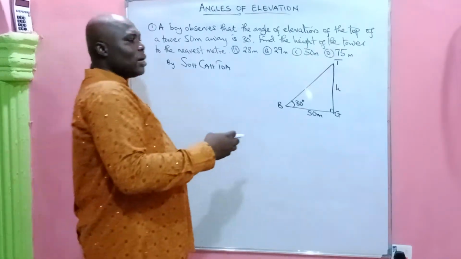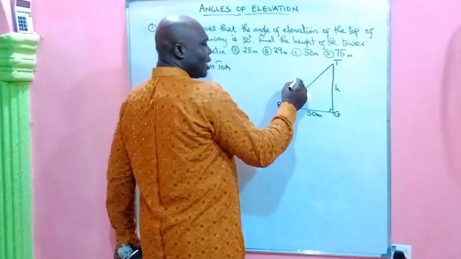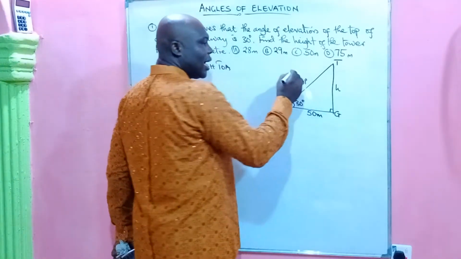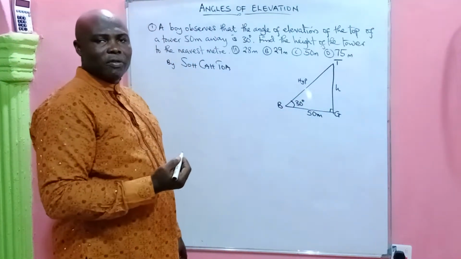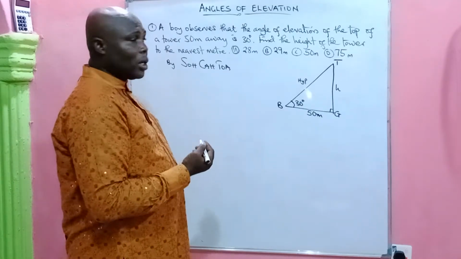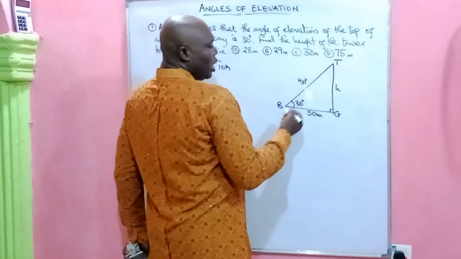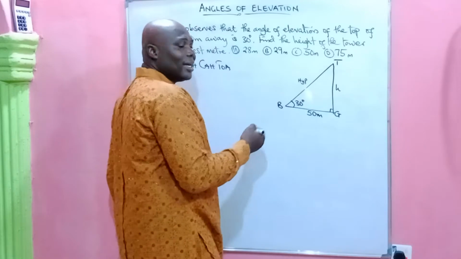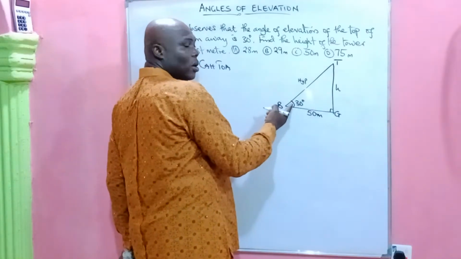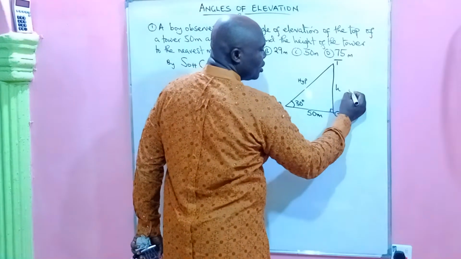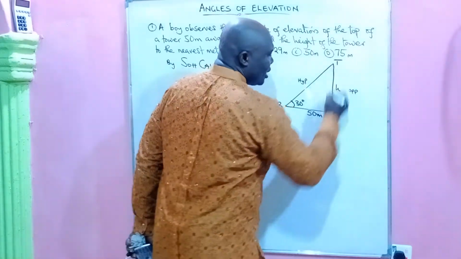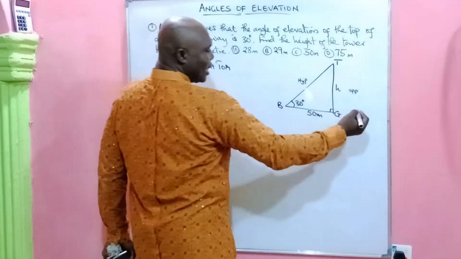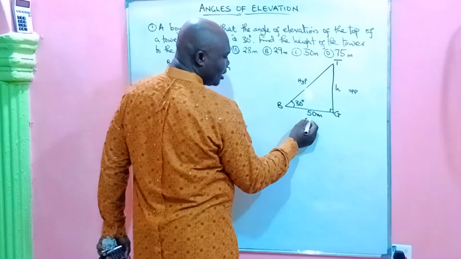Understand that in a right angle triangle, this longest side is the hypotenuse. Please don't forget that. We've taught this extensively in the last two topics. And if this is the hypotenuse, the longest side, the side facing the given angle is called the opposite. So this side is the opposite, and of course, the other side is called the adjacent.